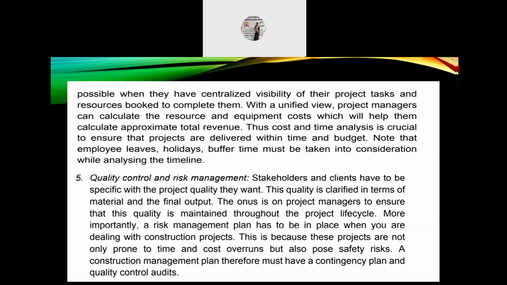Note that employee leaves, holidays, and buffer time must be taken into consideration when analyzing the timeline.